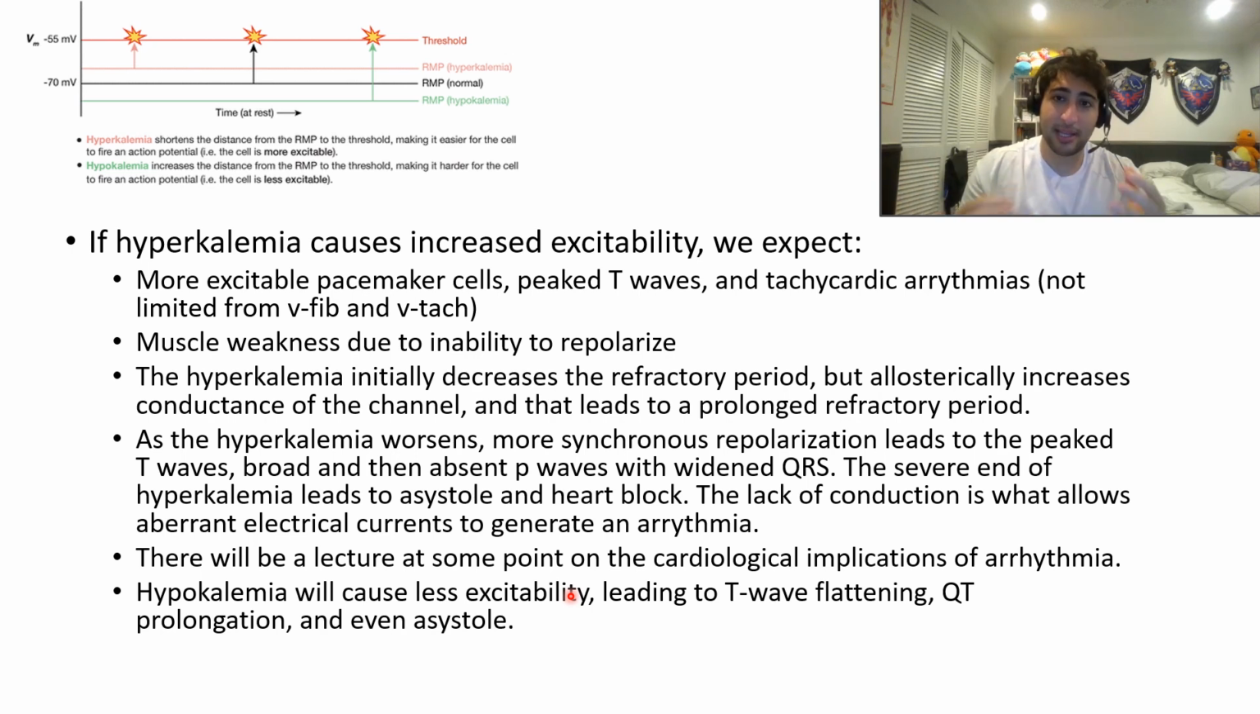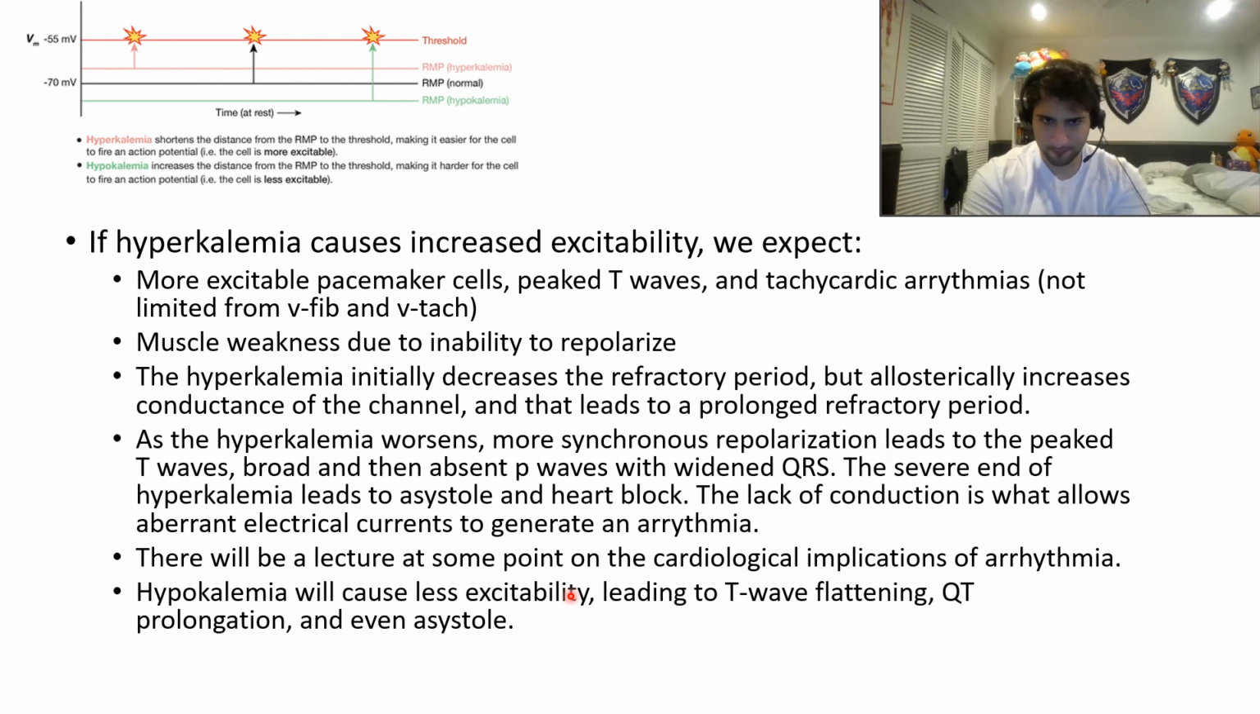So hypokalemia causes less excitability, and that causes everything to take a lot longer to conduct and to contract, and prolonging the QT makes you susceptible to ventricular tachycardia. So it's the same fundamental idea: if you don't have a very steady pace being set by the two pacemakers, the SA and the AV node, that's what makes you susceptible to arrhythmias.